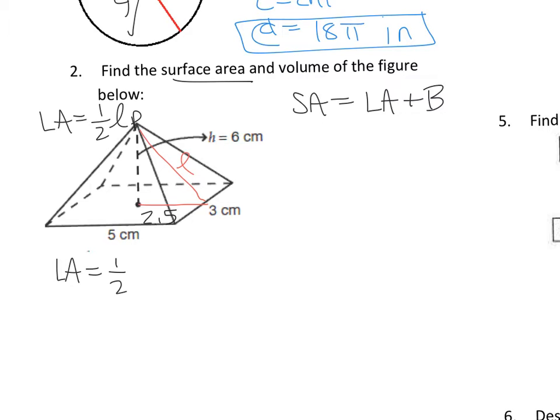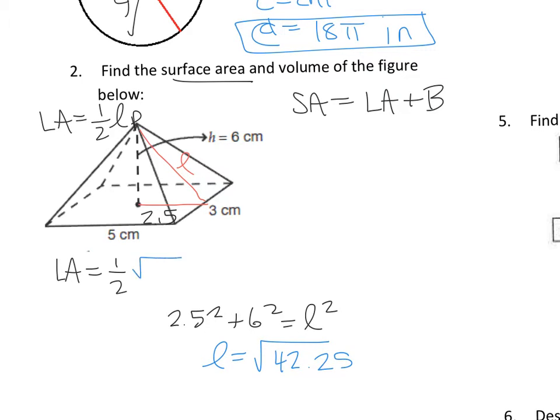So you're going to have to do the Pythagorean theorem. So it's going to be 2.5 squared plus 6 squared equals L squared. So L is the square root of 42.25. And then your perimeter, your P, is 5 plus 3 plus 5 plus 3. So it's 16.